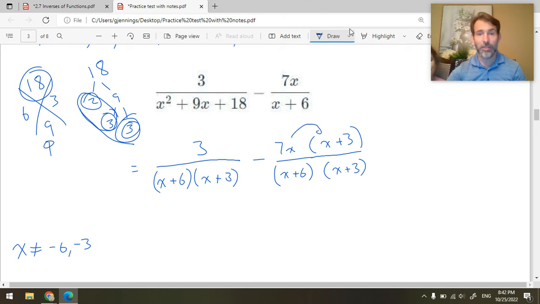Now we're just going to multiply this in. 7 times x is 7x squared, and 7 times 3 is 21x. So this is going to be equal to 3 minus 7x squared plus 21x.